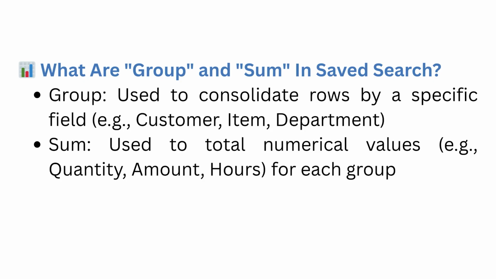Let's first discuss what group and sum are in Saved Search. Group is used to consolidate rows by a specific field, for example, customer, item, department, while sum is used to total numerical values for each group, for example, quantity, amount, hours.